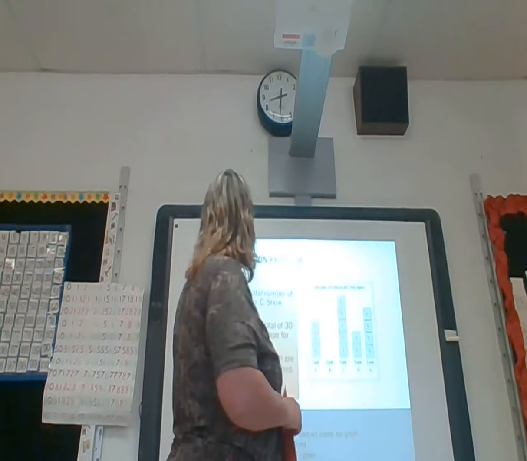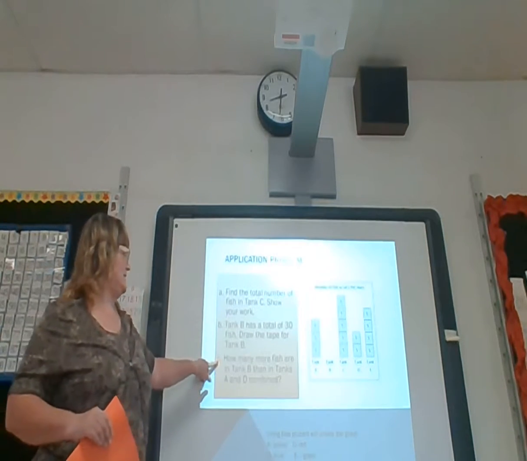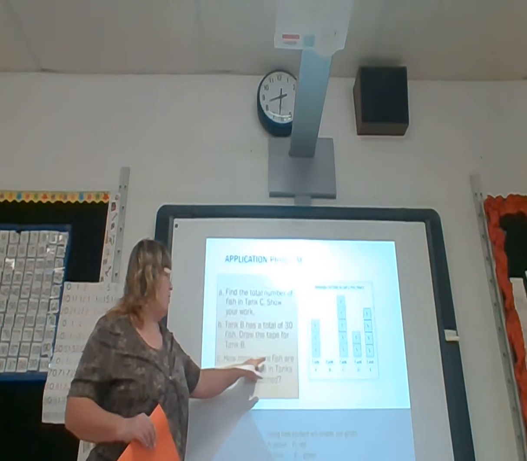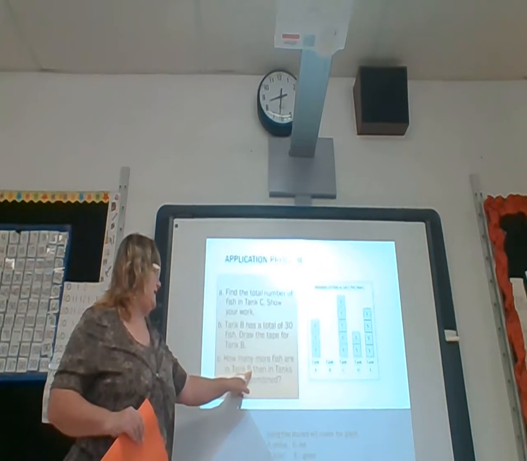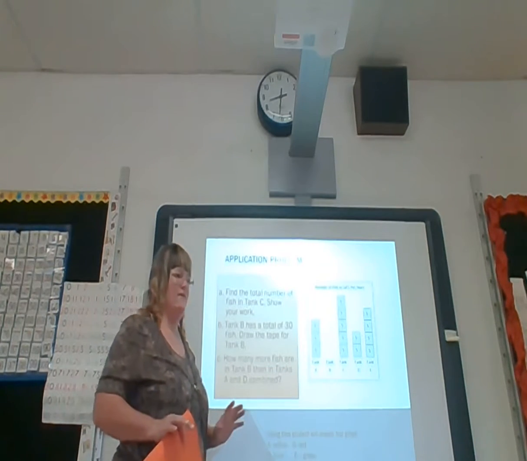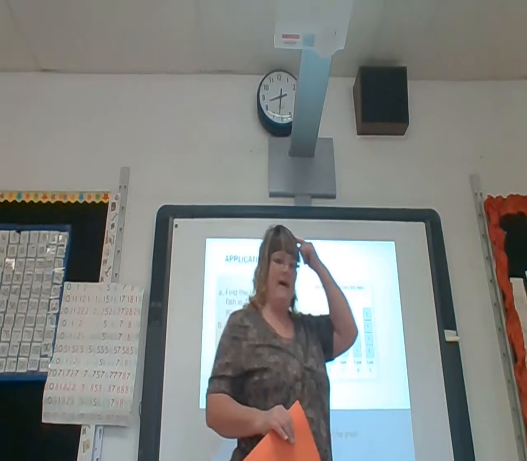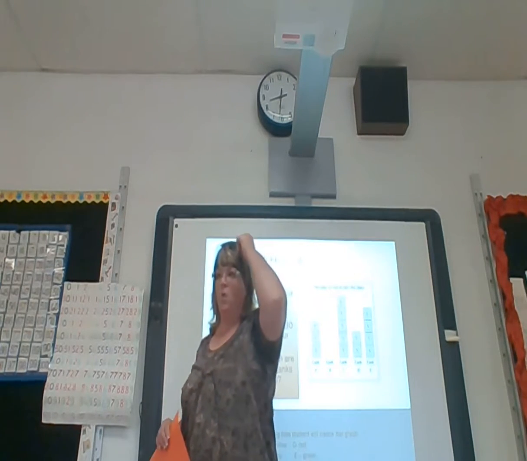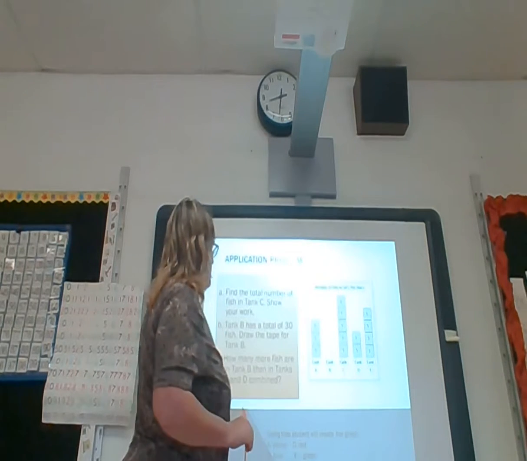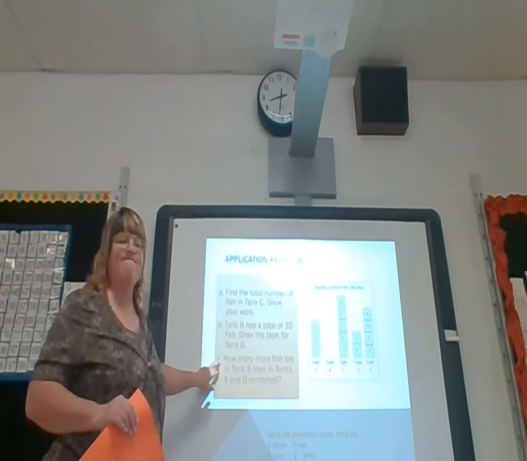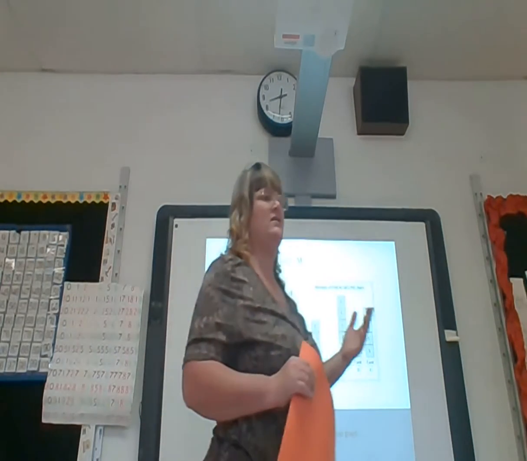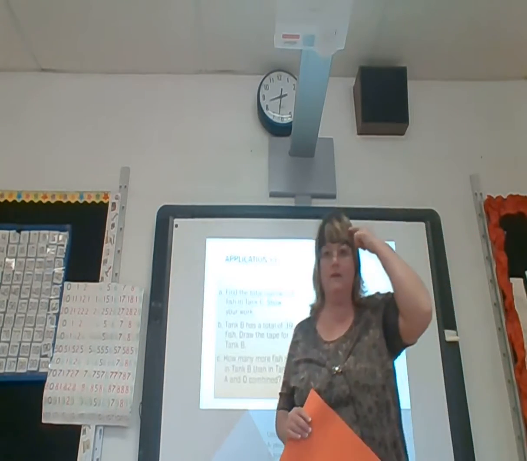Okay, let's go ahead and continue. Let's read C together. 1, 2, 3. How many more fish are in tank B than in tanks A and D combined? Stop. Let's think. What steps are we going to need to take to figure out this answer? Think. This is a multi-step answer. We're going to have to do some steps to do that. Think about it.